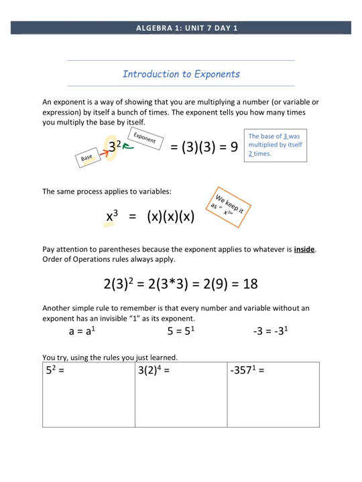Then you have the exponent, which is always written small. So that tells you you are multiplying the base by itself that many times. The base of 3 was multiplied by itself 2 times. And remember, we write numbers in parentheses like this showing multiplication. You do the same thing as you see down here with the x's, with the variables.